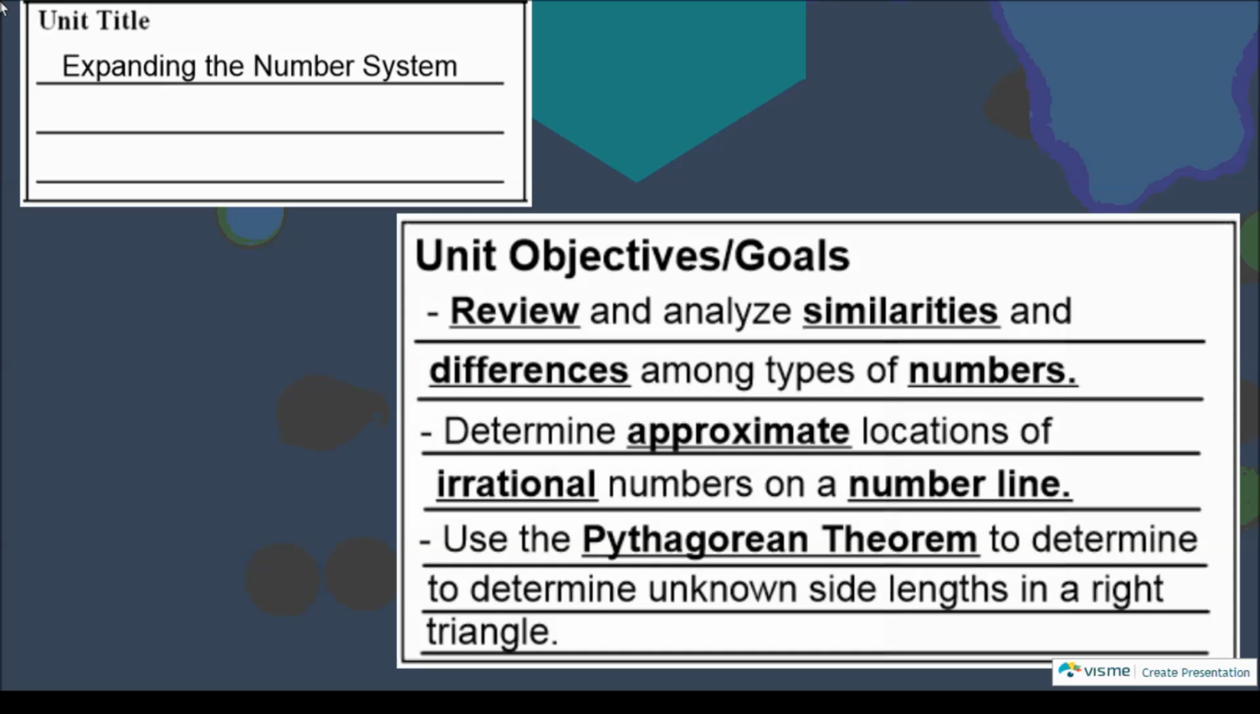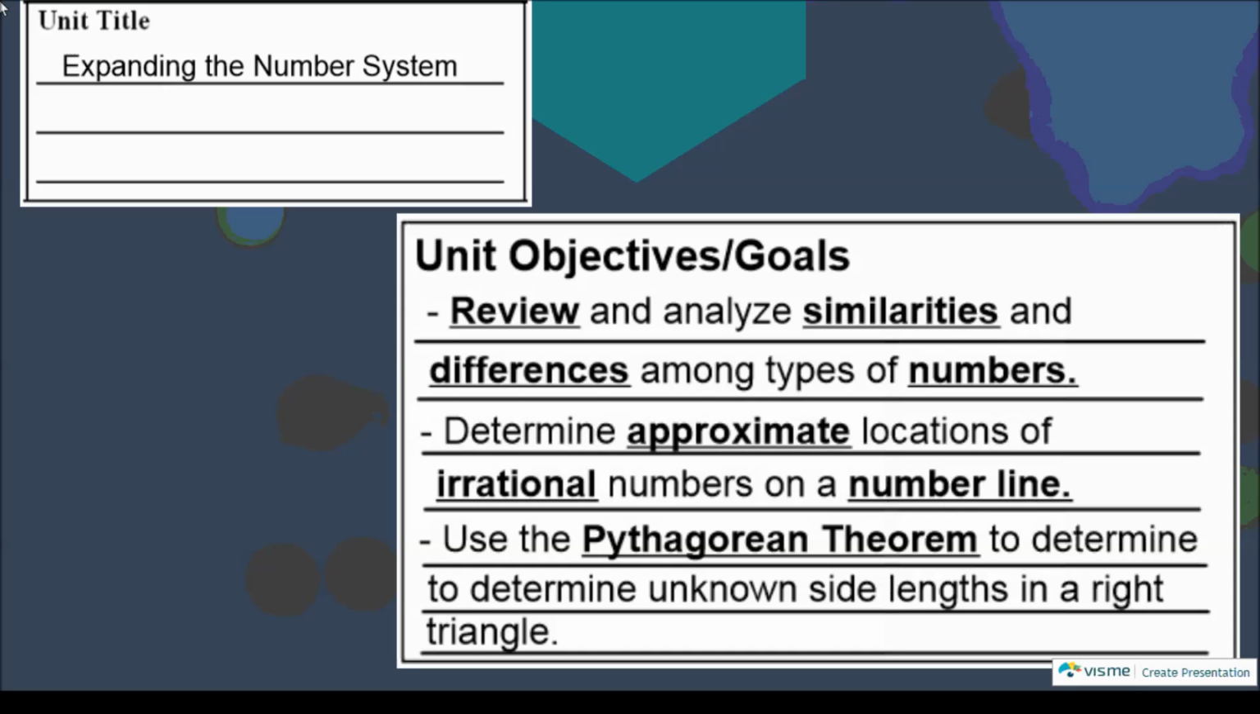Number 2, determine locations of numbers on a number line. Approximate, maybe we've heard that word before. Irrational, that's a word we might not have heard. We've not talked about it with numbers, so we'll get to that here in just a minute, what irrational numbers actually look like. We're going to put those on a number line.